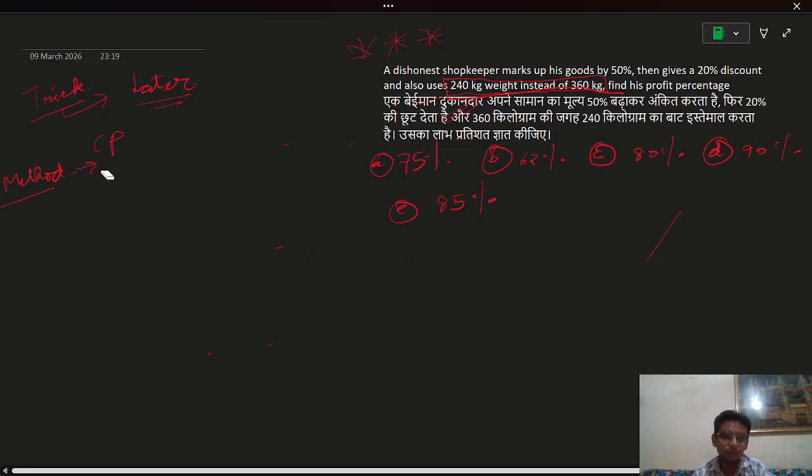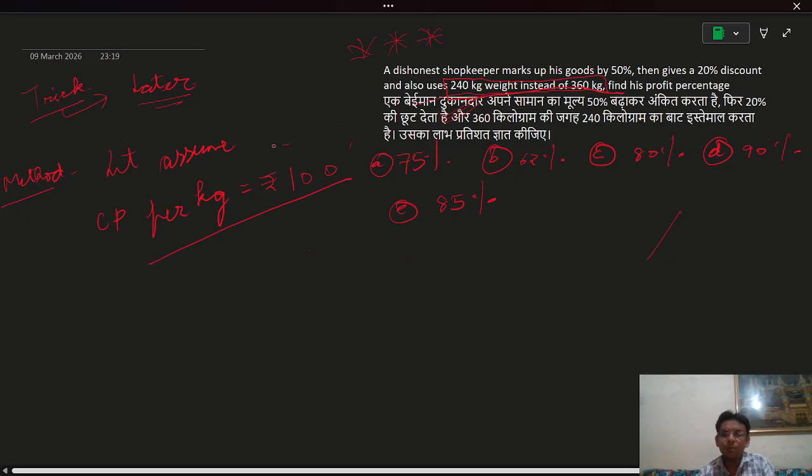Okay, let's assume the CP per kg is 1, or for better understanding, assume it as 100. Okay, we have considered the CP per kg as 100.